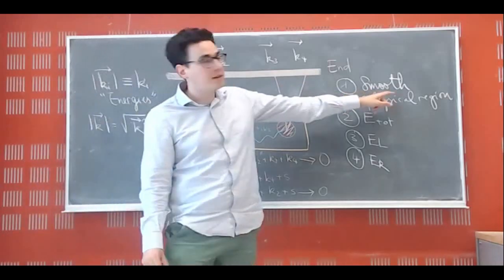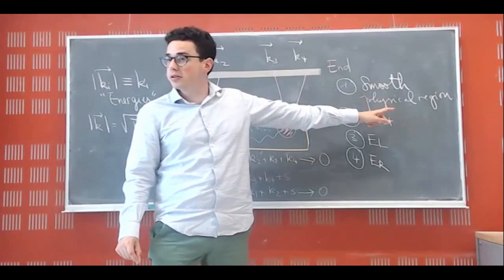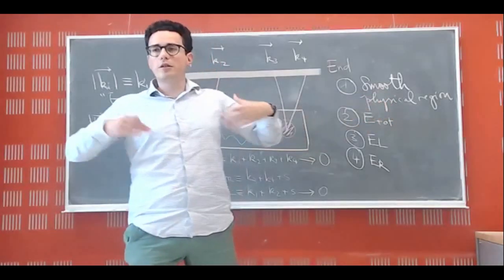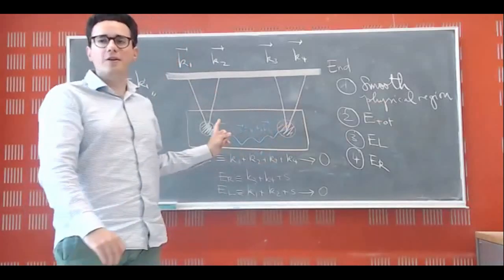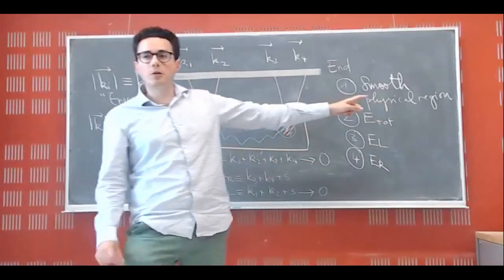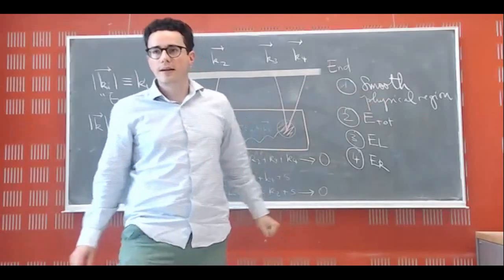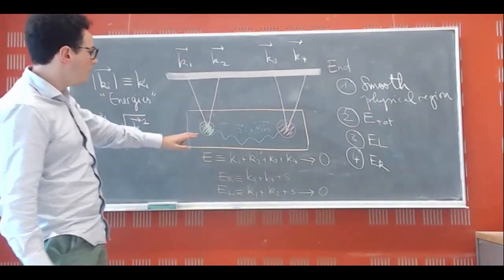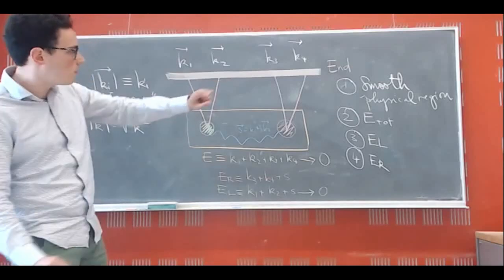First of all, in the physical region, as I said, there should be no singularities. In fact, this is a requirement. If you try to bootstrap the 4-point function, you will see that typically it's possible to have singularities in the physical region, and we're going to forbid those from appearing in the answer. So this is one requirement.